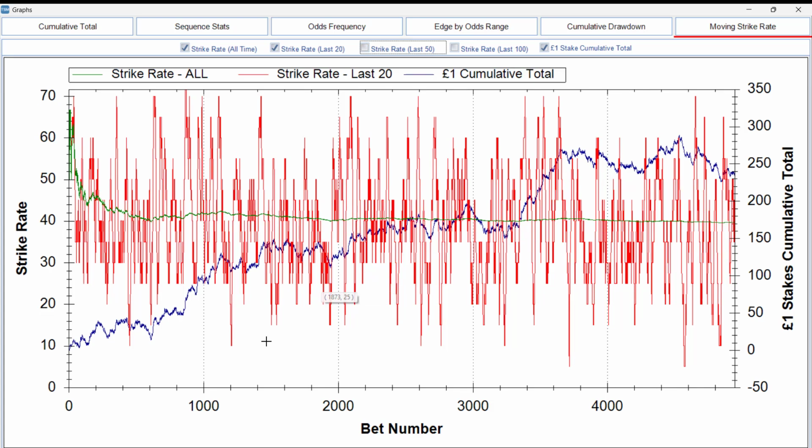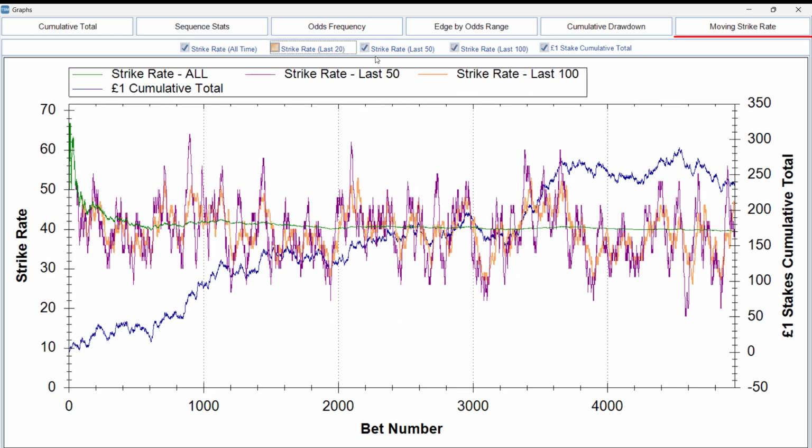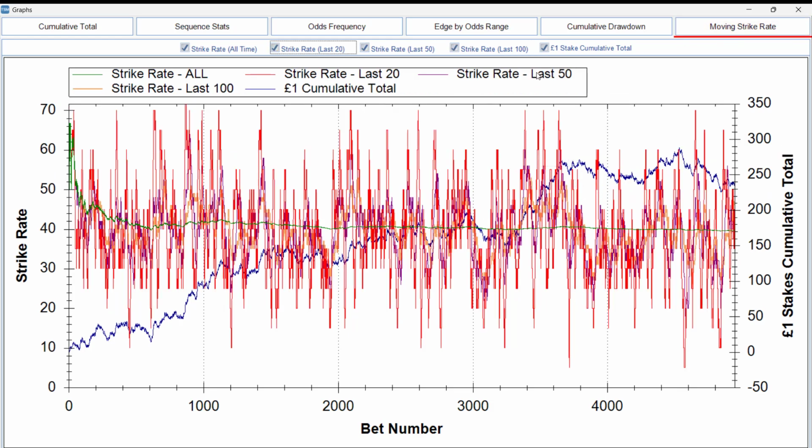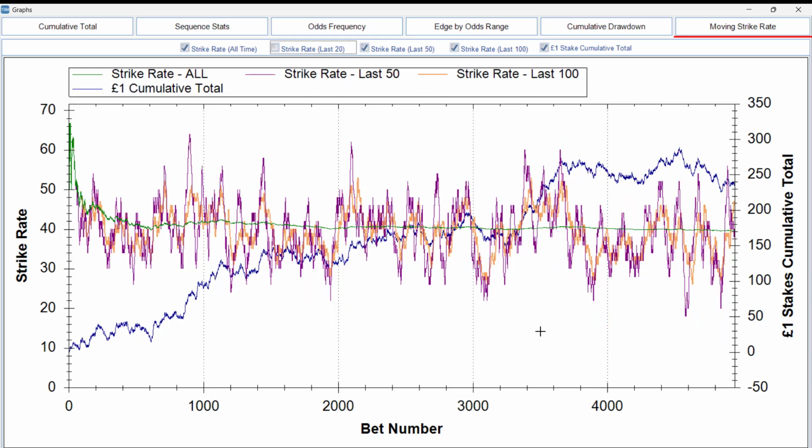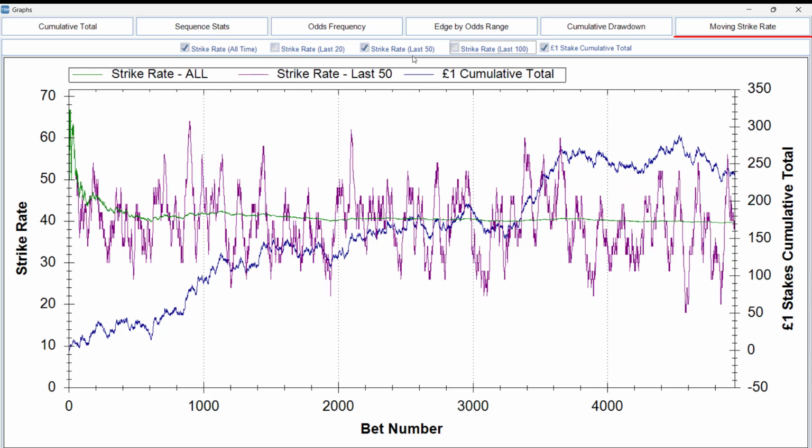And if we look at just 20 bets, there are some really awful runs. 10% win rate, 5% win rate. I mean, these are probably moments when people might give up. And by looking at this moving strike rate graph, you get a really good image of the volatility that systems have. I like looking at the last 50 bets. I think that's a good rate. I think some people won't go to 100 bets if they're having a really bad losing run.